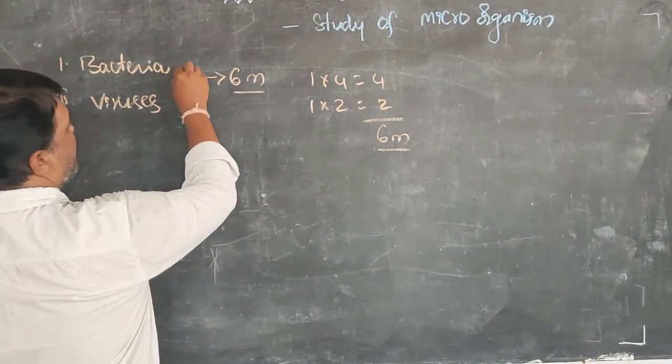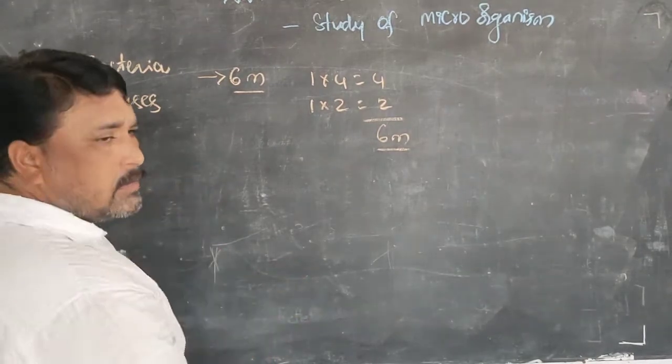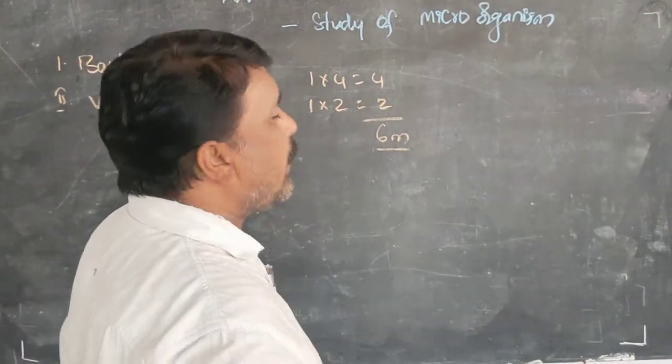So if it is 2 marks here, it is 4 marks there, and if it is 4 marks here, it is 2 marks there, based on the weightage.